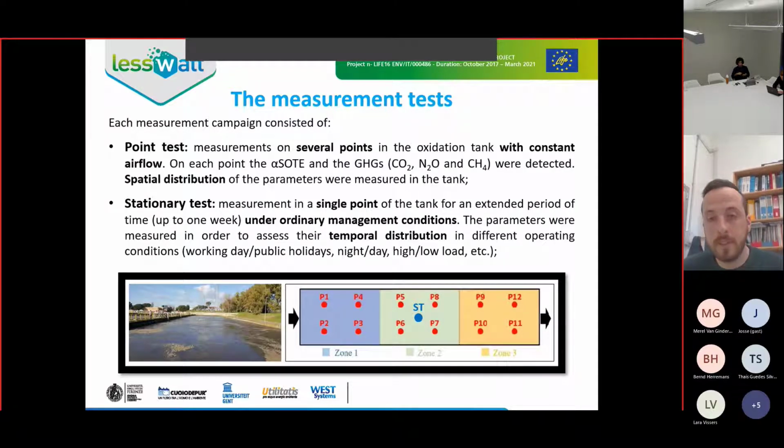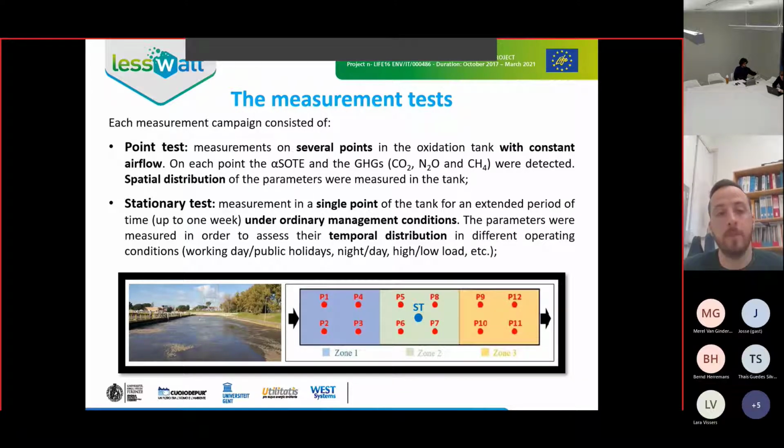Regarding the measurement tests, we carried out 2 types of tests. The first is the point test, that is a measurement on several points in the oxidation tank with constant airflow, as constant as possible. On each point, the alpha SOTE and the GHGs were detected, and so the spatial distribution of the parameters was measured in the tank.